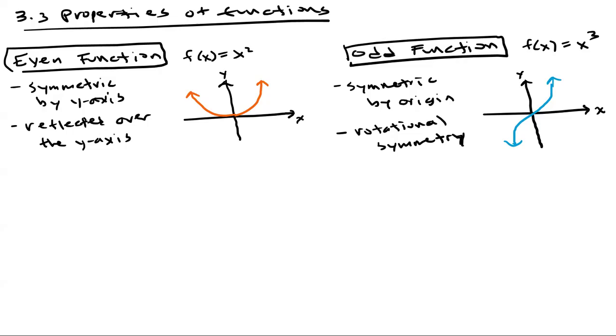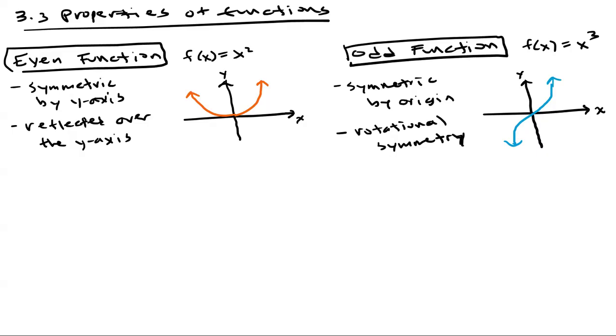In regards to an odd function, a specific example would be f of x equals x to the third power. And notice you have symmetry by the origin because the origin is in the middle, right? So this upper half of the graph, top right, is reflecting over the bottom half through the origin. Or it has rotational symmetry. So if you rotate it, you'll get the same graph over and over. So that's what that information there is talking about.